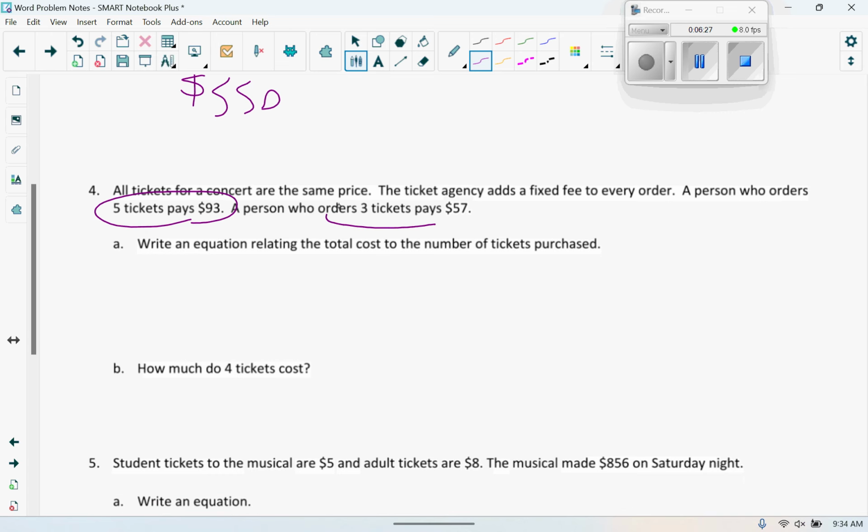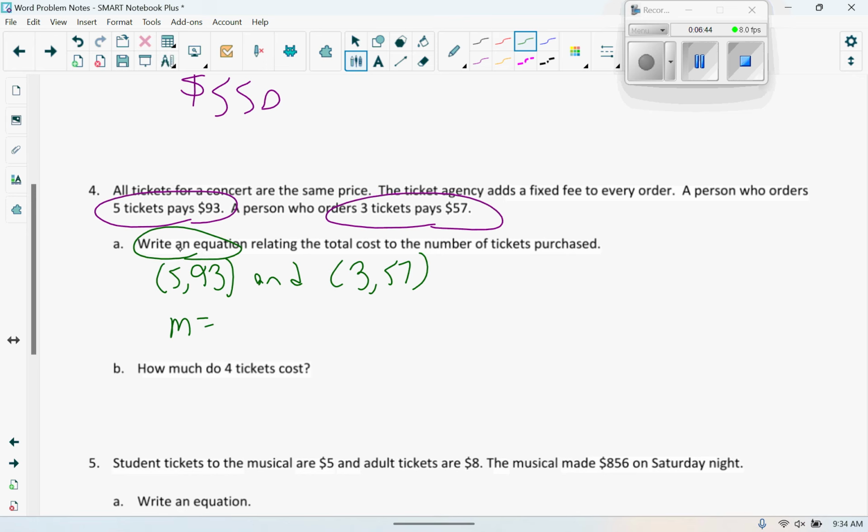Look at this. This one actually has two coordinate points. I'm going to say 5, 93 for one, and 3, 57 for the other. So we are going to find the slope first. It says just write an equation, so I'm going to find the easiest equation. We'll talk about that in a second. So I'm going to say 57 minus 93 over 3 minus 5. Okay, so I just found the slope is 18.